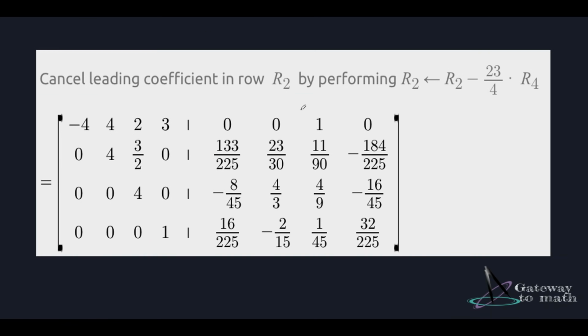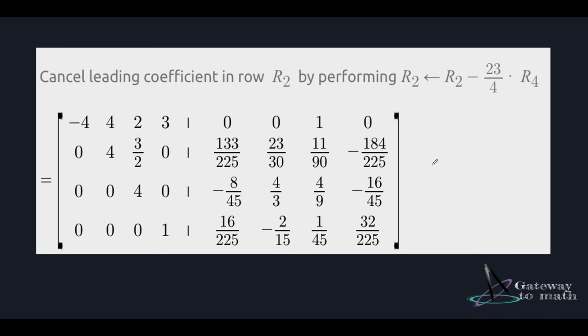Cancel leading coefficients in row R2 by performing the following operations. So R2 minus 23 by 4 times of R4, and we insert that value in R2. So the values equals 0 4 3 by 2 0 on the LHS side, 133 by 225, 23 by 30, 11 by 90, minus 184 by 225 on the right hand side.